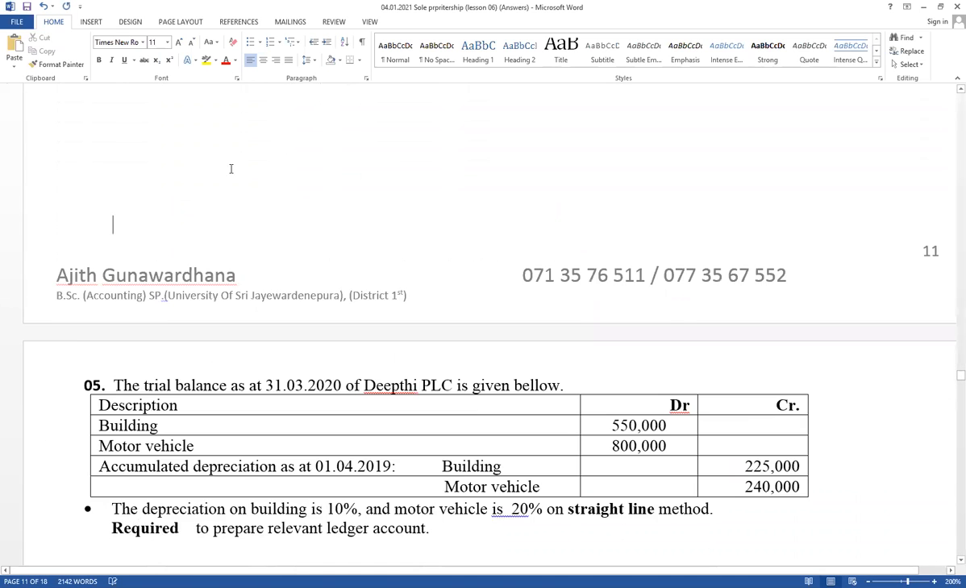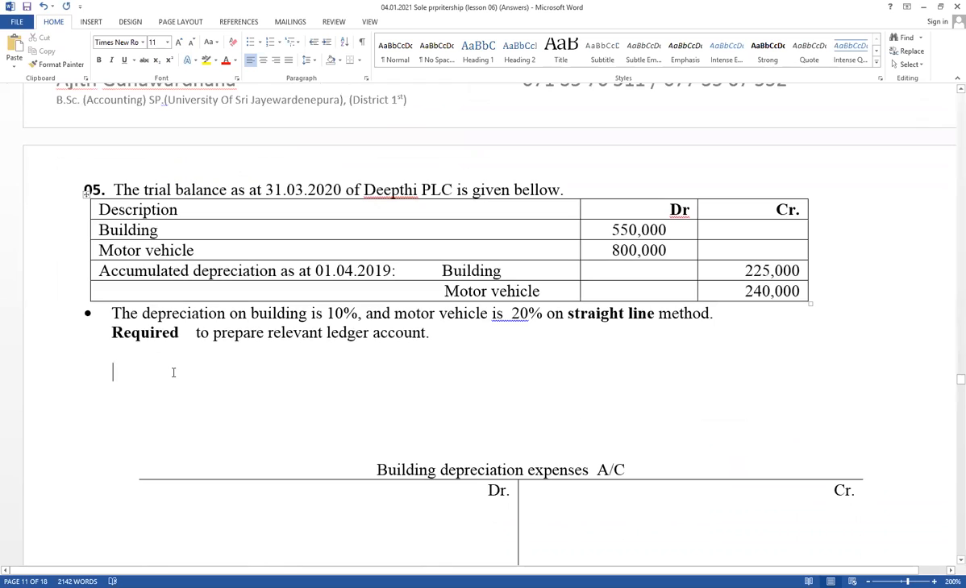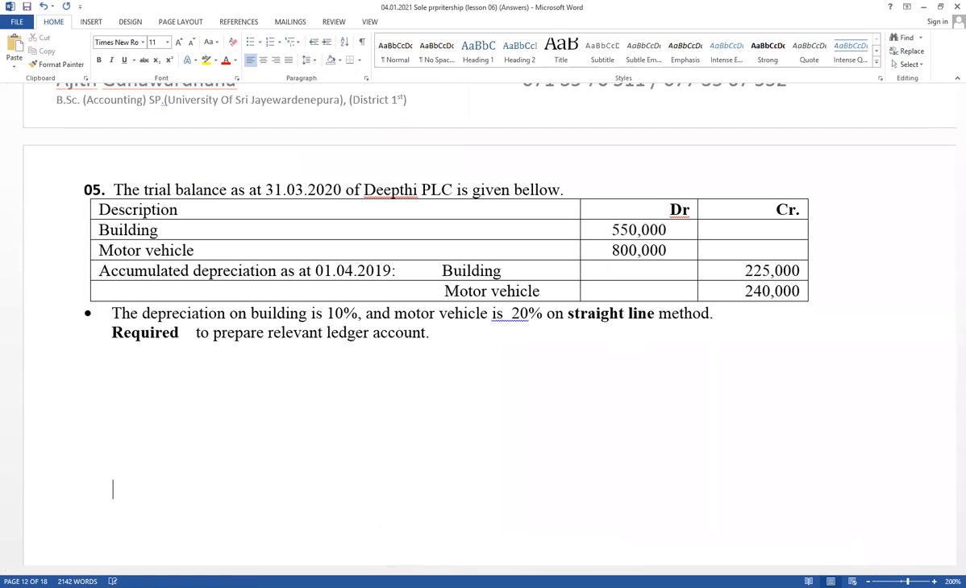Here is how a question comes. First one, you have to know how to calculate and how to record. Right, think about question number 5. Next day, when I prepare the sole proprietorship question, I put in this adjustment. Building and motor vehicle is given. Land has not been given.